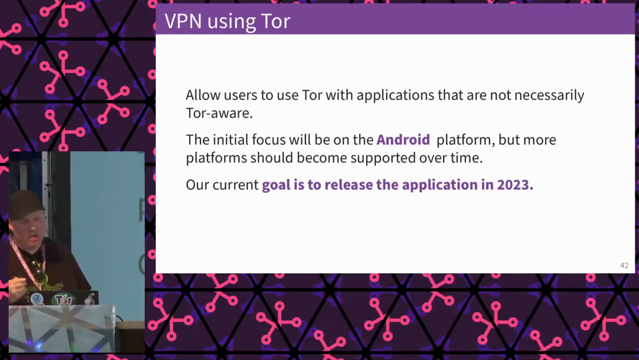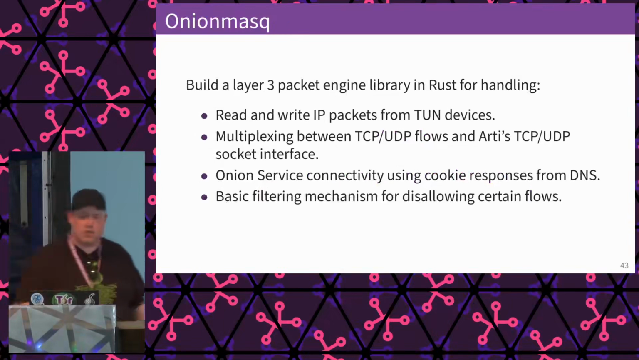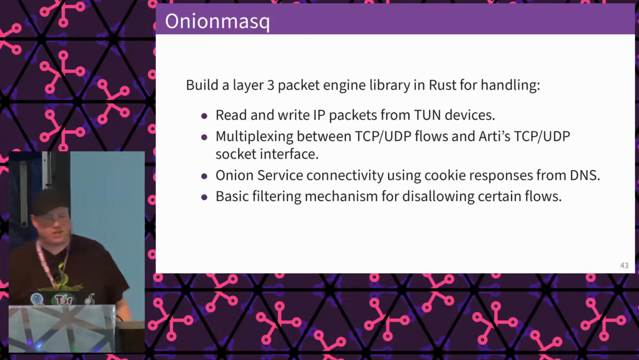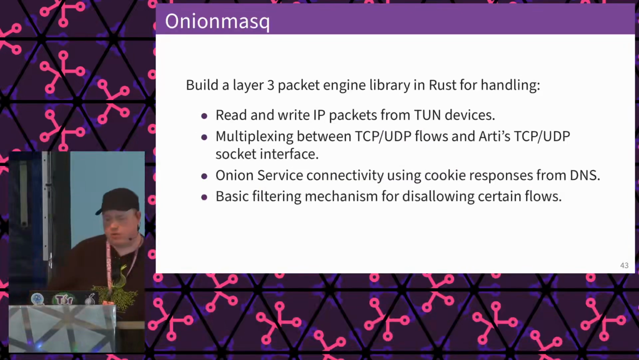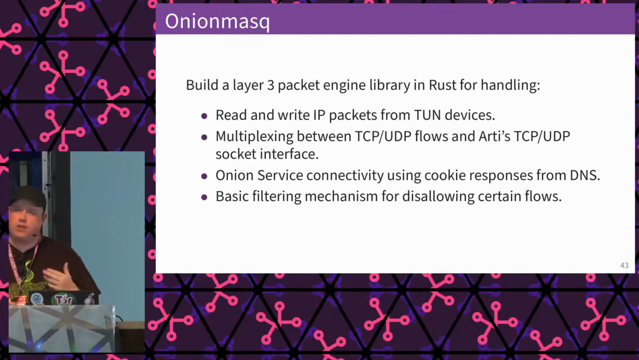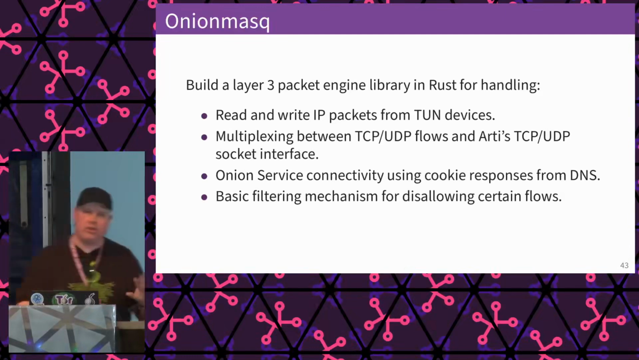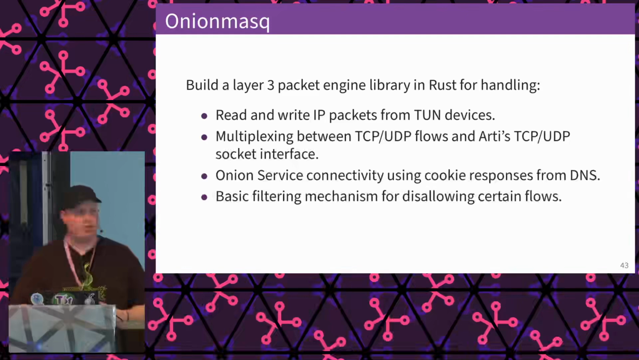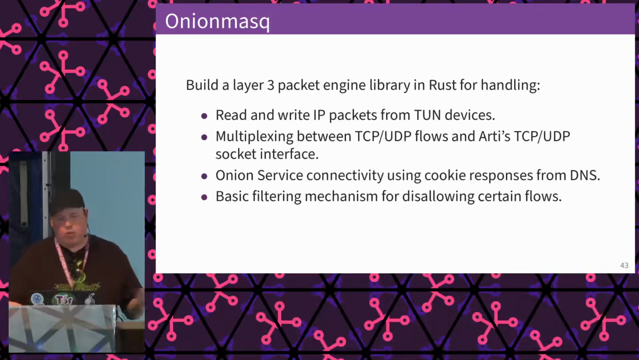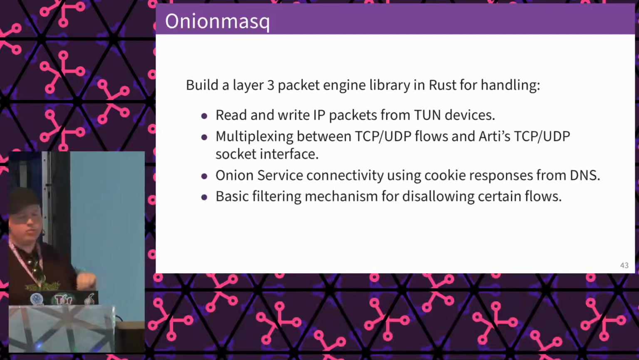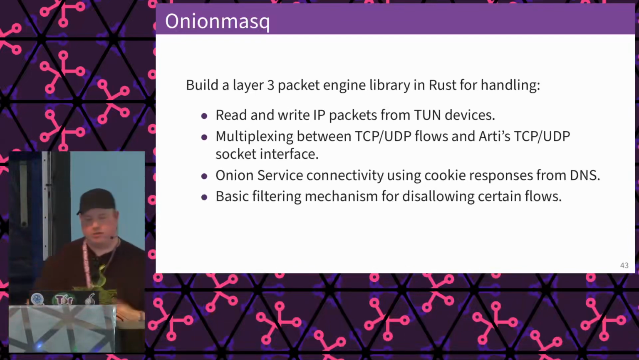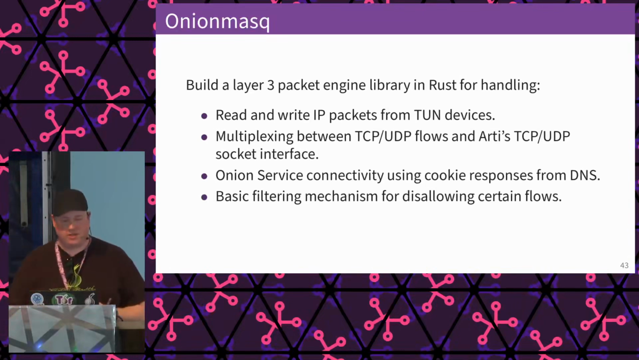To do this, we're doing a small component called Onion Mask. The way it essentially works is that you should see it as a NAT router. The way most NAT routers work for UDP is that they need to see a UDP packet stream as being a little bit stateful, despite that we teach people that UDP is stateless. So what this library will be doing is that it will read and write IP packets from these TUN devices that exist on the platform. It will be handling multiplexing incoming TCP and UDP flows to RD's socket interface and making sure that things get transported.